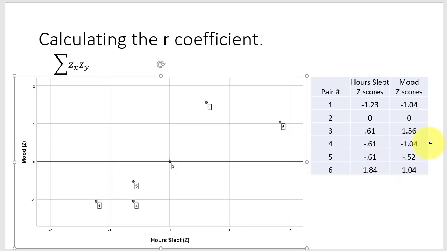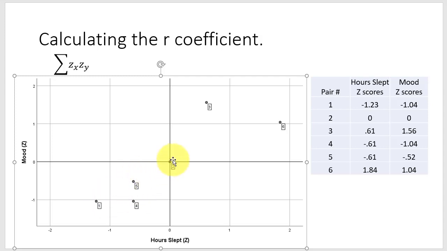Each other pair is indicated the same way. The interesting pair is number 2. Number 2 had the mean hours slept and the mean mood for each of those two scales. So that person is at the origin, or has a standard deviation of 0 on hours slept and a standard deviation of 0 on mood.